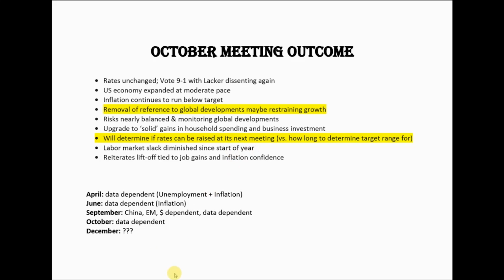So if we summarise the last few months, the outcomes of the Fed in April, essentially they were data dependent. In June, they'd been data dependent. In September, they were still data dependent, but with the greater emphasis on global markets, China and the dollar. In October, they went back to being data dependent, and well, December tomorrow, I guess we'll see if the data has warranted a rate hike from the Fed.